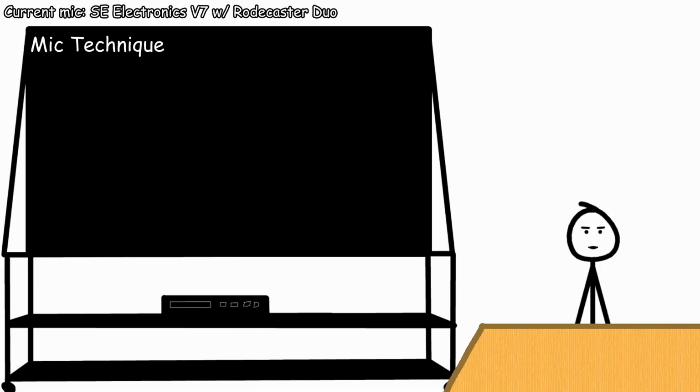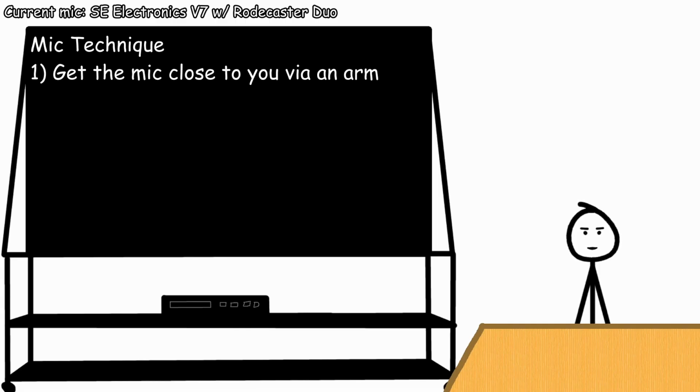When it comes to mic technique, it's pretty simple. Number 1, get the mic closer to you via an arm so it's like 2 to 6 inches away. Depending on the mic, getting too close can cause you to sound muddy due to something called the proximity effect. This is when the closer you are to a mic, the more bass in your voice it'll pick up.